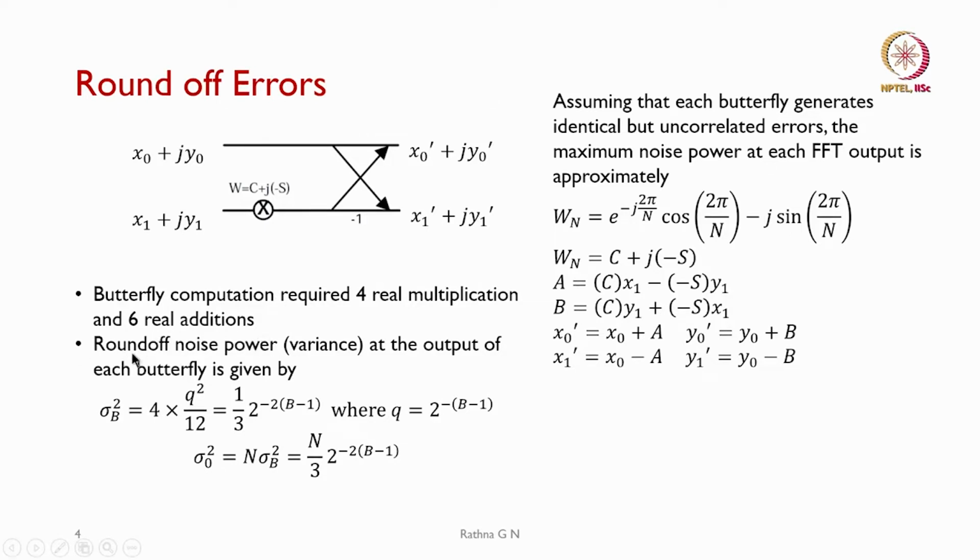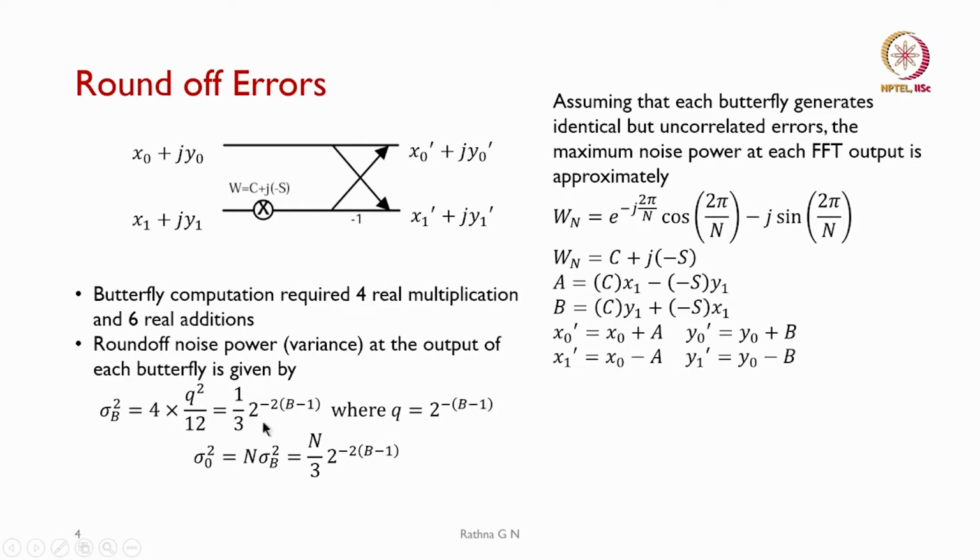Next, what happens to our round off noise power, that is, the variance at the output of each butterfly? We have derived our noise power as q squared by 12. Because we have 4 real multiplications, it is going to be 4 into q squared by 12, which is nothing but 1 by 3, and then we substitute q is equal to 2 to the power of minus b minus 1, in terms of how many bits.